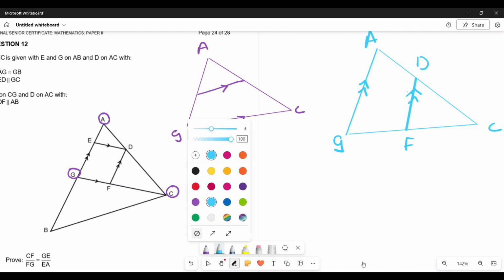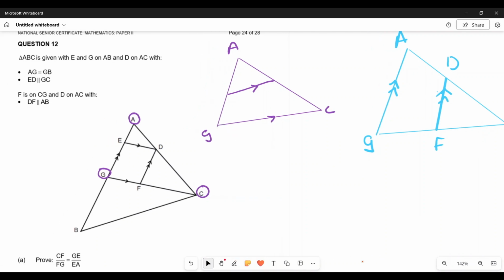And the second step would be to write down my given, whatever I'm given. In accordance with this information here, I'm being told that AG is equal to GB. So the line from A to G is equal to GB. So these two lines are equal. Now here they're telling us that ED is parallel to GC, so already I've made note of that, as well as DF is parallel to AB. All right, done with that.